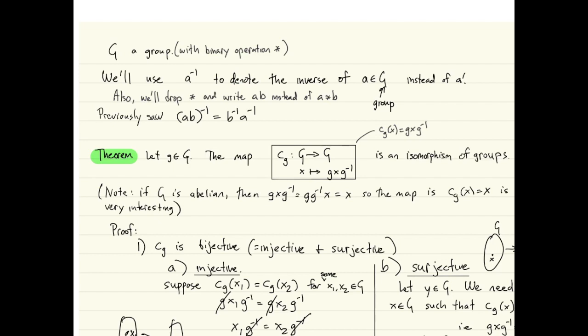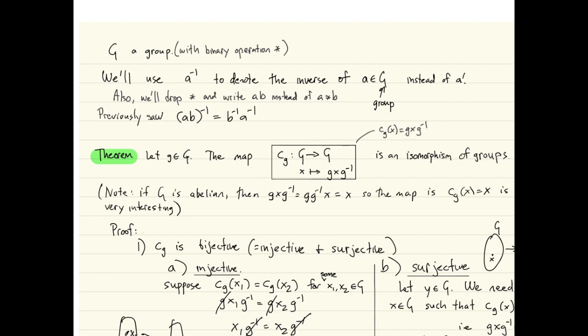Okay, so in this brief lecture, I'm going to talk about a theorem. Let's fix an element G of our group, and then this map called conjugation by G takes an element X in the group as input, and the output is you multiply X on the left by G and on the right by G inverse. Another way to write it: Cg of X is equal to gx G inverse. This is called the conjugation by G of X. And the theorem says that this is an isomorphism of groups.